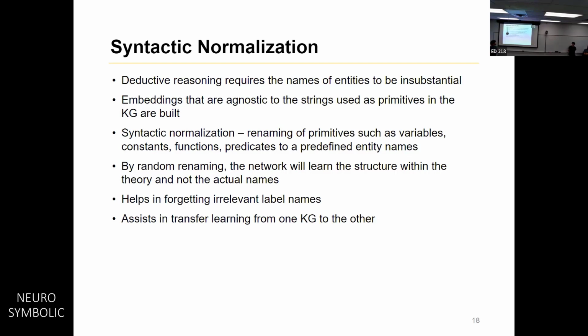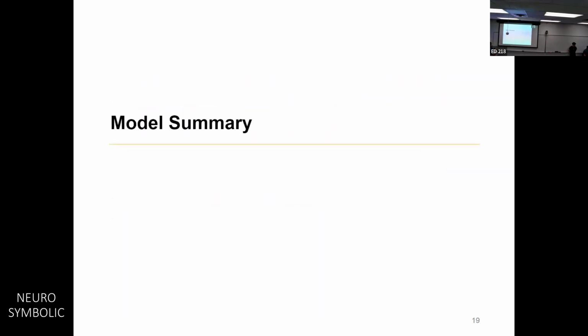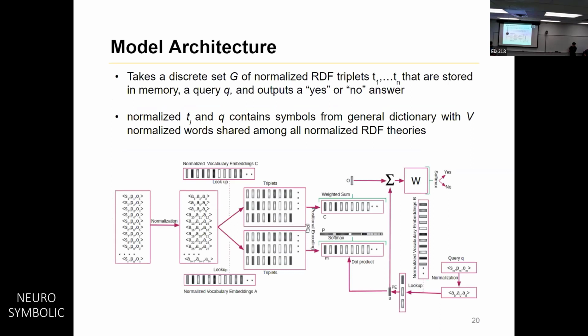It is completely named randomly. So it helps in forgetting the relevant label names and assists in transfer learning from one KG to another. Next slide, please. Now we come to the actual model that is being used by the authors. As I said, there is an inputs module which converts the triples into a normalized triple, and you store that in the vocabulary, that is the G, which is updated with every new input. There is the I and the G, and this is the output response.